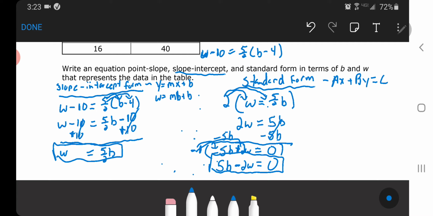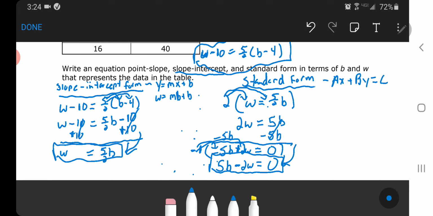Okay. So there we go, we got our point slope form up here, our slope intercept form right there, and our standard form right there. All right, I want to show you another quick trick, just in case they just ask you to take it to slope intercept form or ask you to take it to standard form.